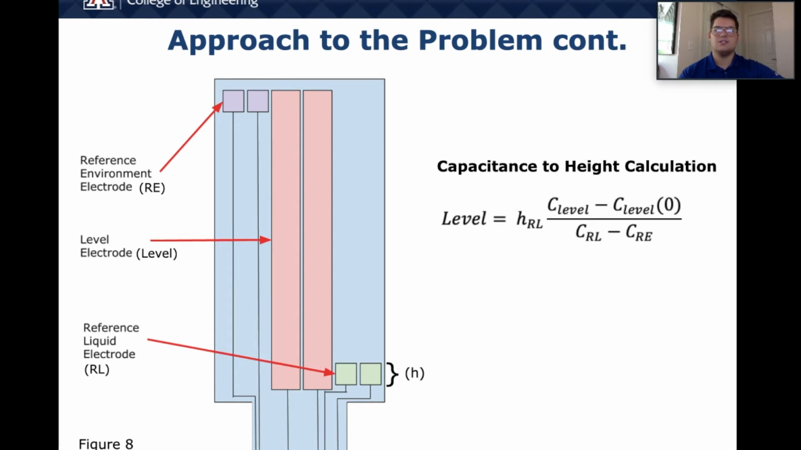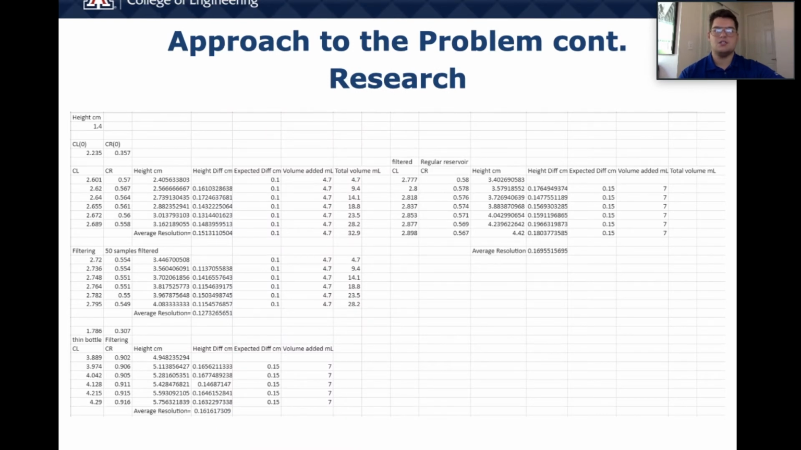By manipulating this equation, we were able to determine that our chip was capable of meeting the sponsor requirements in an ideal environment. Research was conducted to determine what changes needed to be made to allow our sensor to adapt to a non-ideal environment. 3 variables were manipulated in the research: the size of the reference liquid electrode, the thickness of the reservoir, and a filtering of the data.